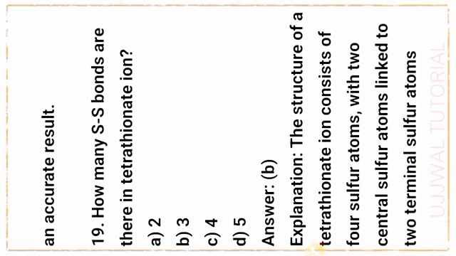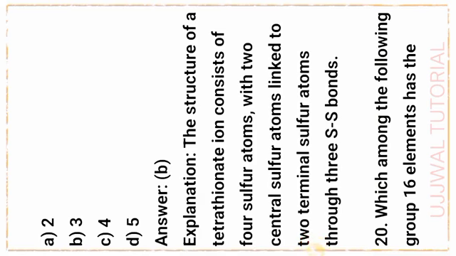Okay. Next question, question number 19. How many sulfur-sulfur bonds are there in tetrathionate ion? Option B, that is 3. The structure of a tetrathionate ion consists of 4 sulfur atoms, with 2 central sulfur atoms linked to 2 terminal sulfur atoms, through 3 sulfur-sulfur bonds.